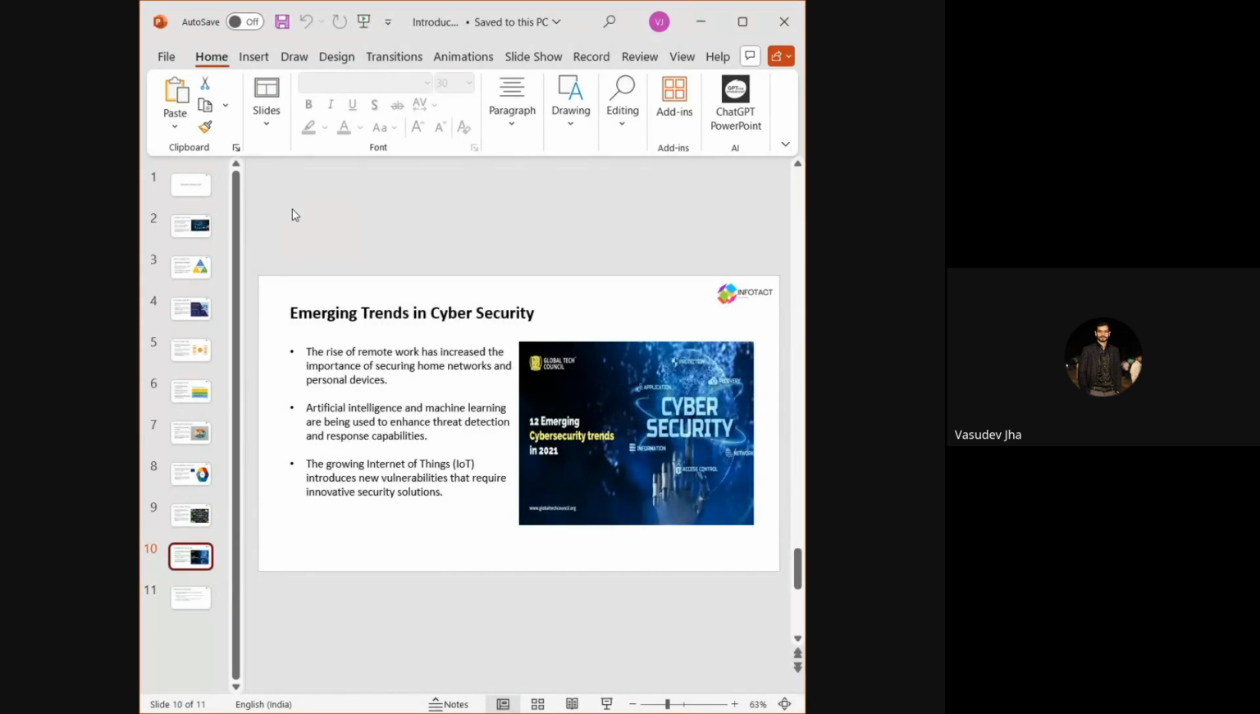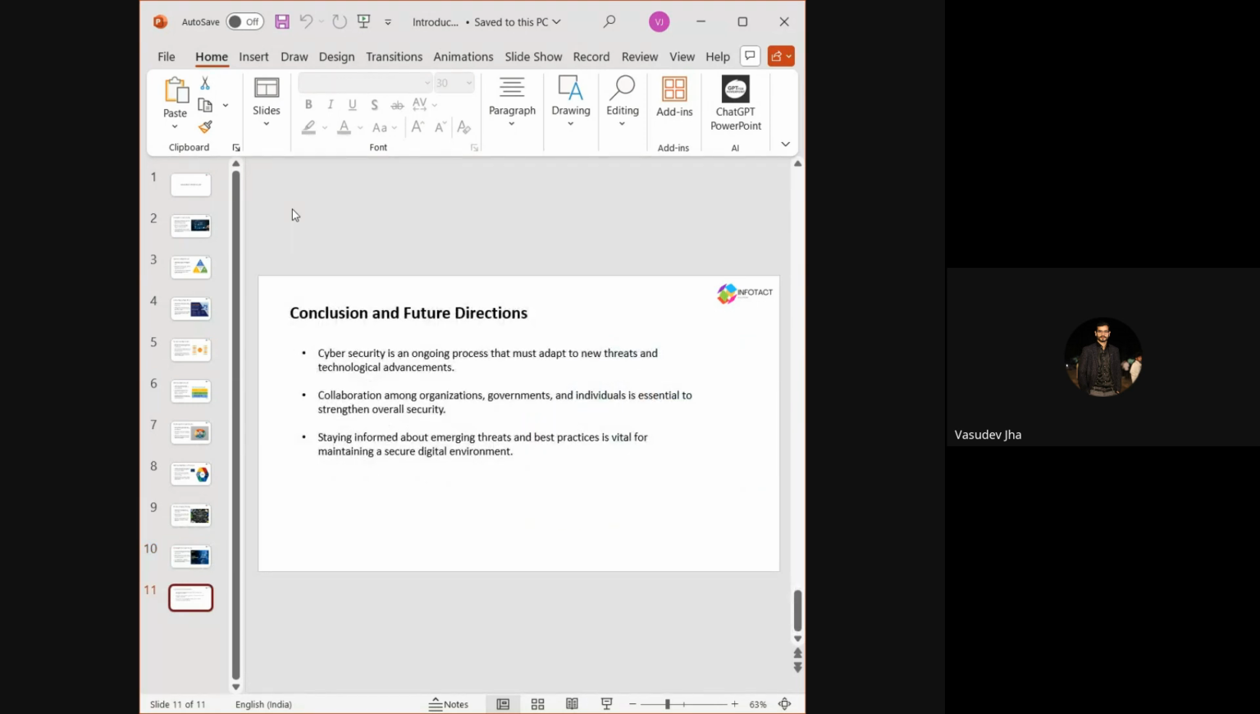Apart from it, nowadays we have quantum computing systems which have very vast computing power. So cybersecurity and quantum computing is also a new trend in cybersecurity. In conclusion and further directions, we can say that cybersecurity is an ongoing process that must adapt to new threats and technology advancements. Collaboration among organizations, government, and individuals is essential to strengthen the overall security, and staying informed about emerging threats and best practices is vital for maintaining a secure digital environment.